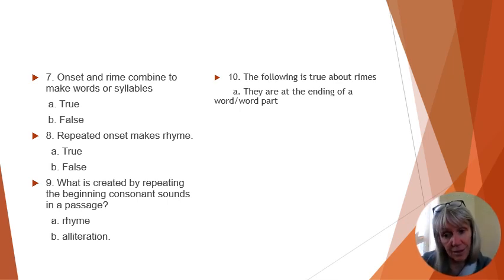The beginning consonant sounds, when they're repeated, make alliteration. When the endings, the rhymes, R-I-M-E, are repeated, it is rhyme. Let's move on to number 10.